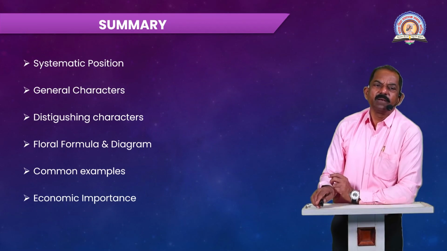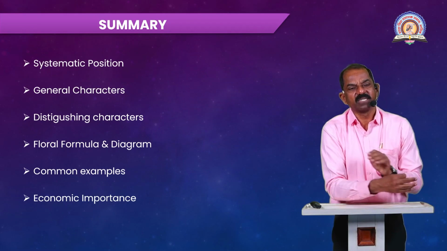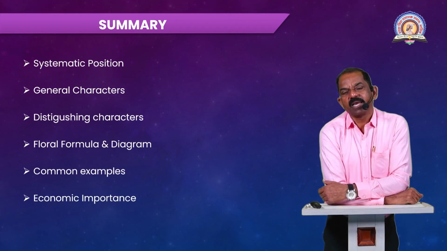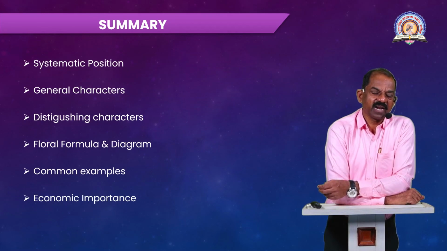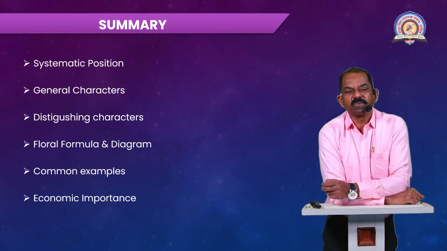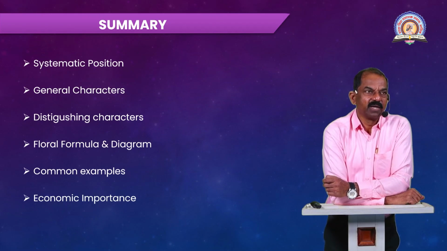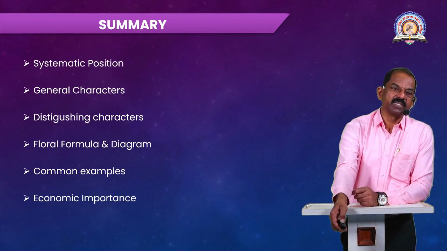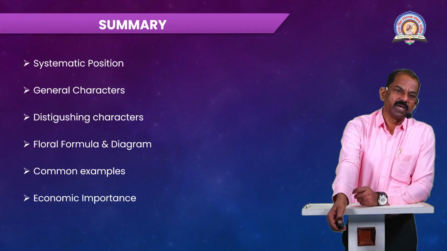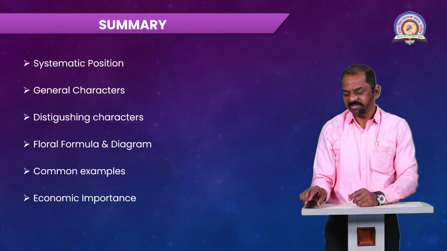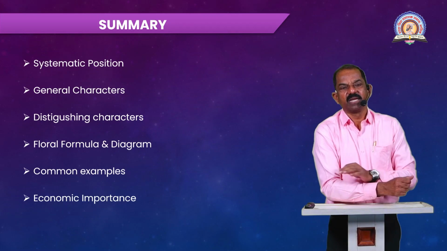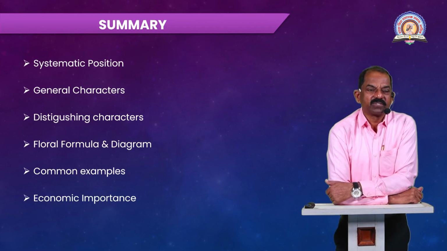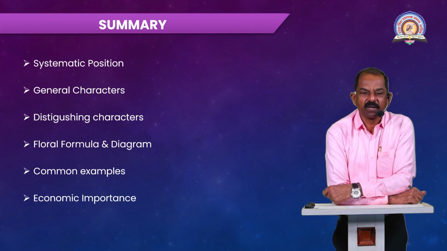So friends, in this lecture we have considered the different points of the family Anonaceae: the systematic position, general character, distinguishing character, floral formula and floral diagram, common examples and economic importance. In this way we have completed the first family with reference to our syllabus, the family Anonaceae. Today we will stop here. Thank you.